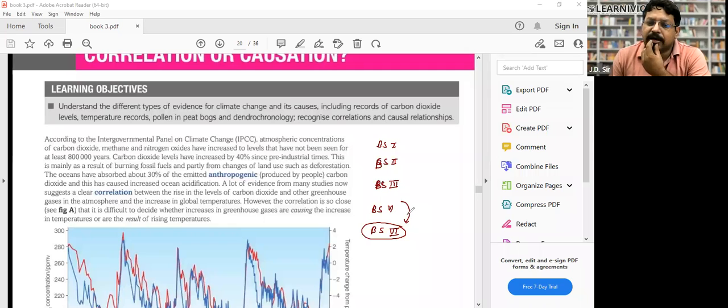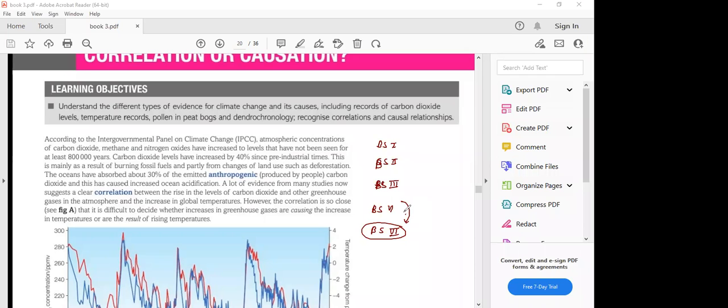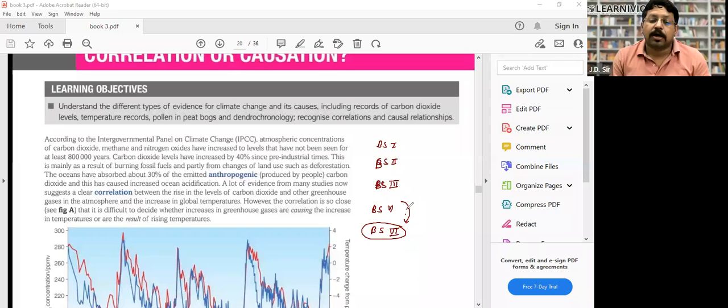So other than the big brands like Mercedes, BMW, and all that, most of the smaller companies have stopped making diesel vehicles, right? That's how we are trying to curb the carbon dioxide emission, right?